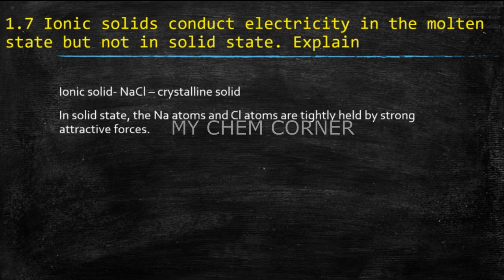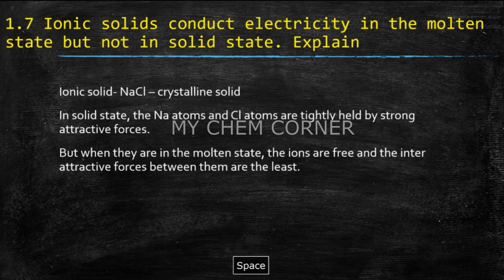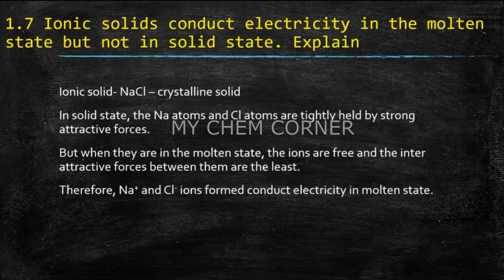In the solid state, the sodium and chlorine ions are tightly held by strong attractive forces. But when they are in the molten state, they are free to move, and the attractive forces between them are the least, because they are moving away from each other. Therefore, the Na+ and Cl- ions formed will conduct electricity in the molten state. It's a very basic type of question, so it should be easy for you all to answer.